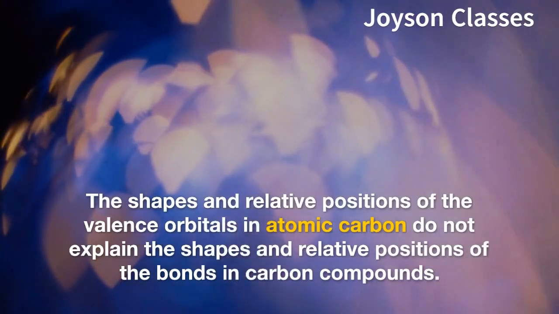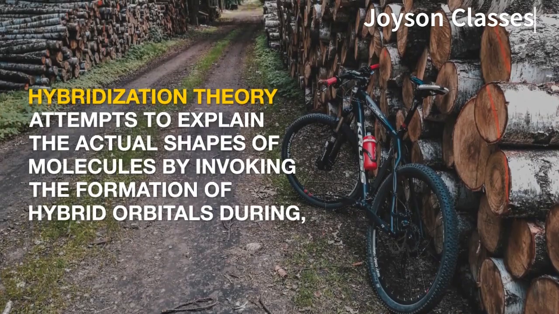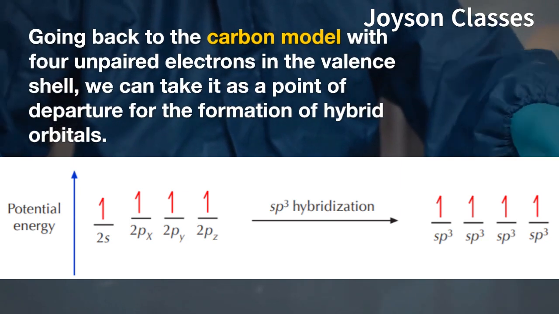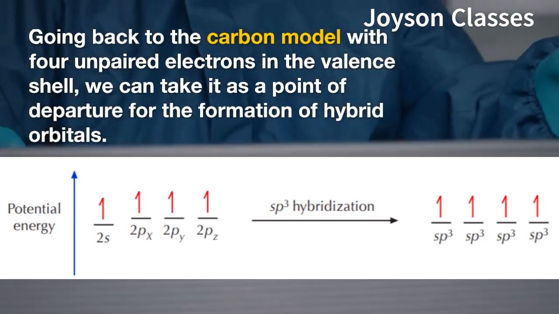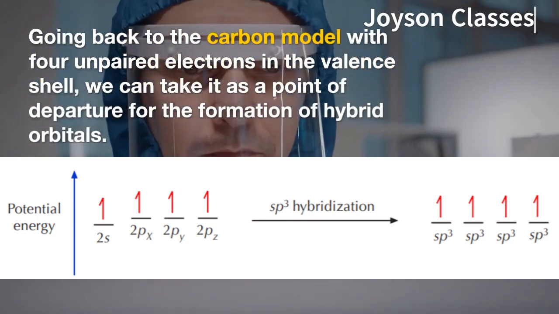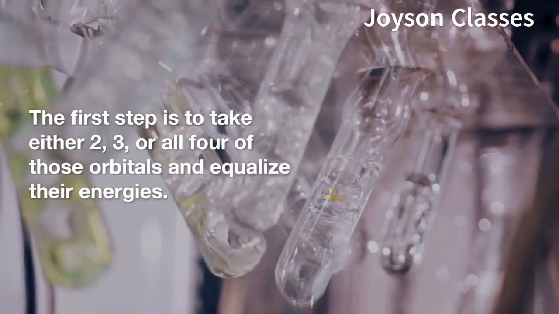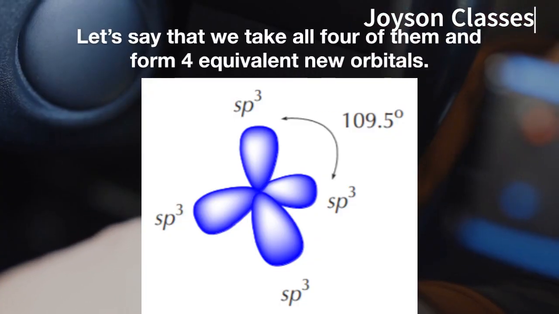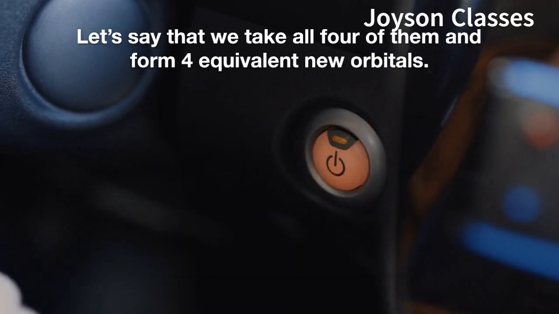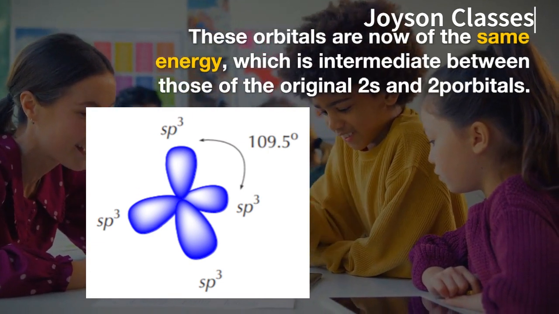Hybridization theory attempts to explain the actual shapes of molecules by invoking the formation of hybrid orbitals during, or prior to, the bonding process. Going back to the carbon model with 4 unpaired electrons in the valence shell, we can take it as a point of departure for the formation of hybrid orbitals. The first step is to take either 2, 3, or all 4 of those orbitals and equalize their energies. Let's say that we take all 4 of them and form 4 equivalent new orbitals. These orbitals are now of the same energy, which is intermediate between those of the original 2s and 2p orbitals.